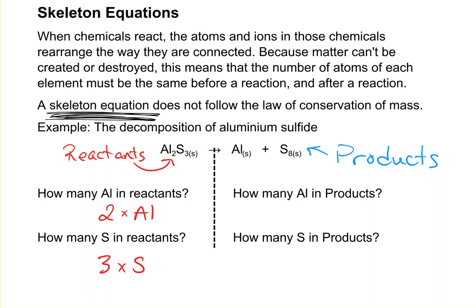Now, according to the law of conservation of mass, if we start with 2 aluminums, we have to finish with 2 aluminums. We've got 2 aluminum atoms here, and when I look at the products, I do not see 2 aluminum atoms here. That's because this is a skeleton equation. So I only see 1 aluminium, and if we look at how many sulfurs are here, I see 8 sulfurs.